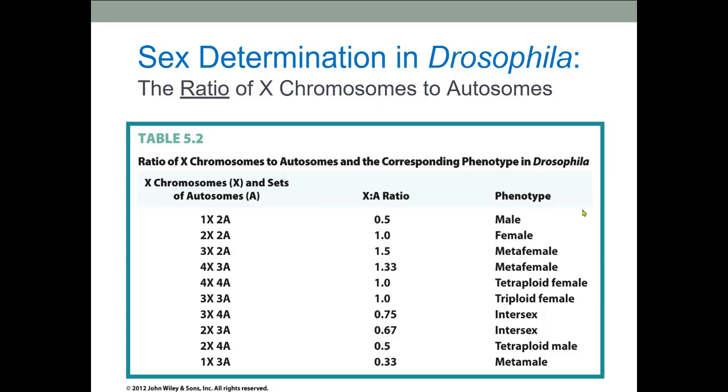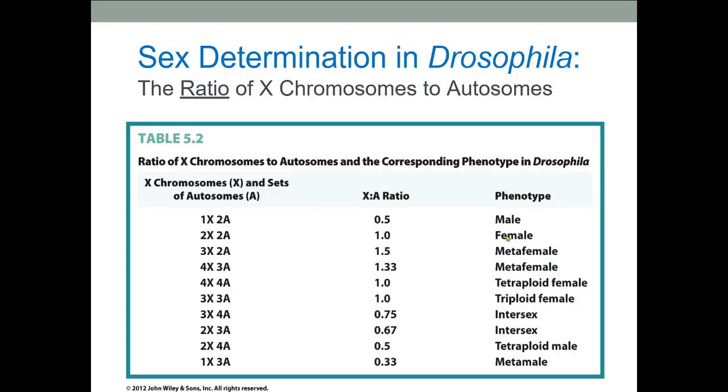Here's that fruit fly thing, because this whole chapter focuses on Morgan and Bridges and fruit flies. Here's the situation. So normal males and females would be here. Having a single X chromosome or two X chromosomes in an otherwise diploid organism gives us these ratios. That's our male and female, like normal.